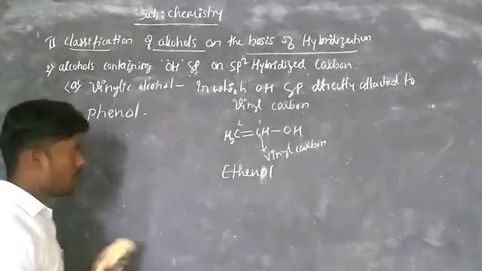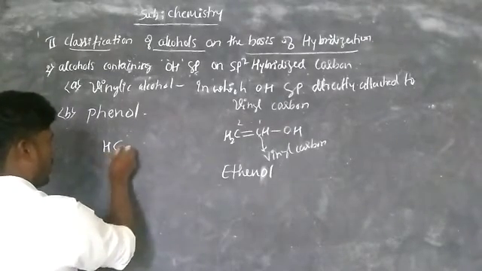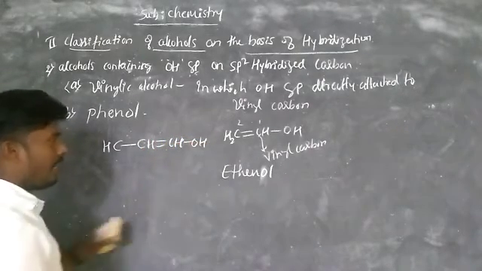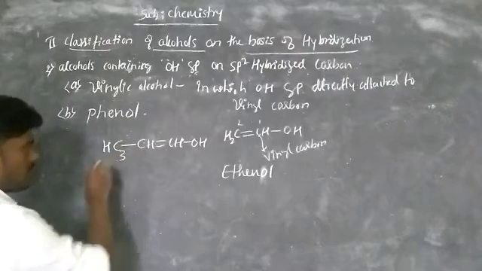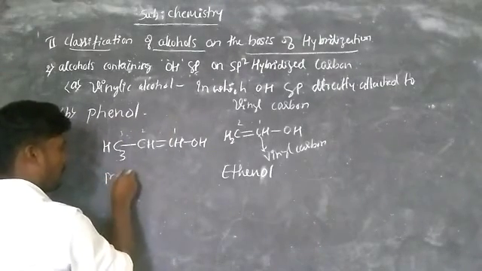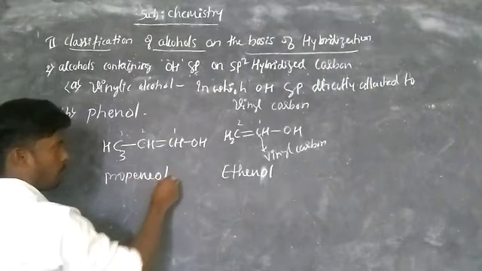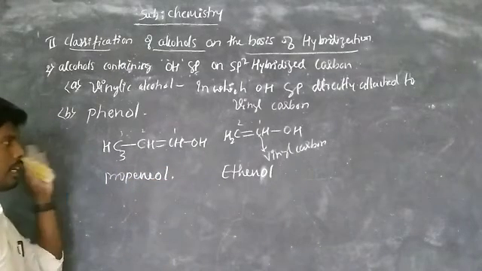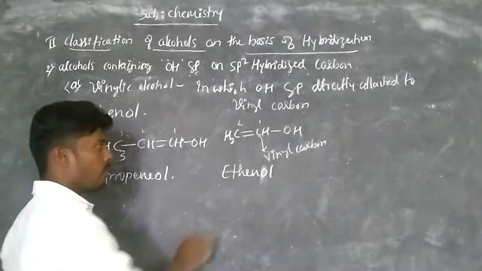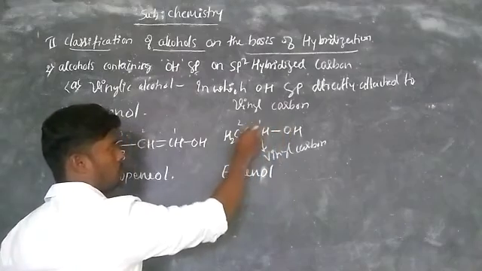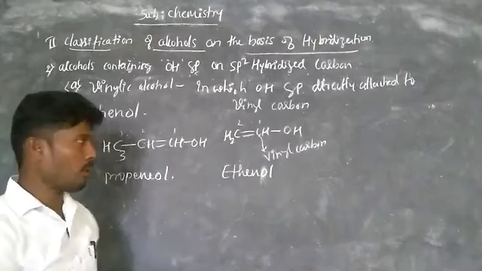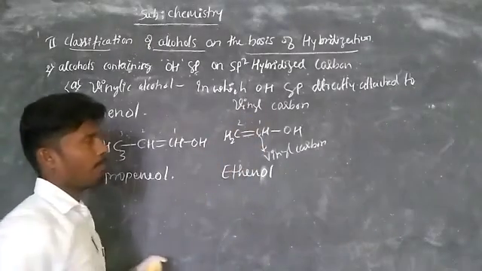Or 1 ethenol. Similarly, see one example: CH, CH double bond, CH OH. And one hydrogen is there after CH. Okay, so give number 1, 2, 3. Propenol. Then butenol, like that. Okay, so then hydrogen. See here, this is containing 1, 2, 3, 4. And here there are 3 sigma bonds and 1 pi bond, so the carbon hybridization is sp2.